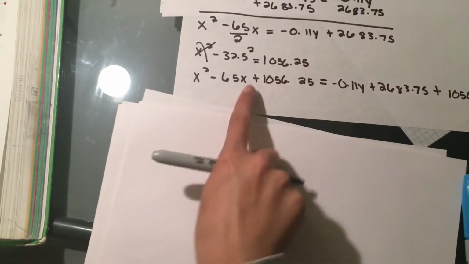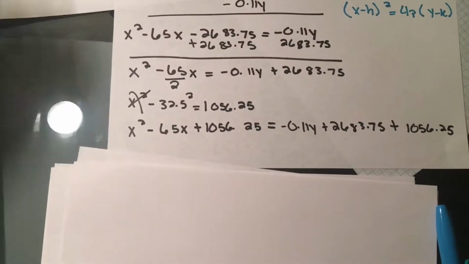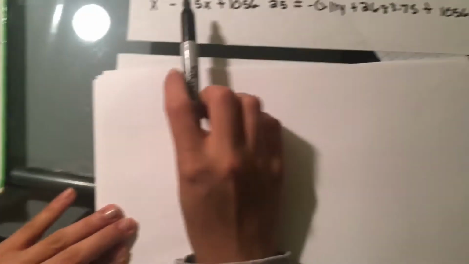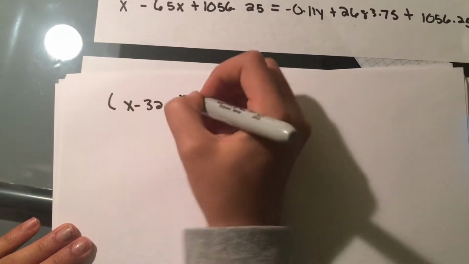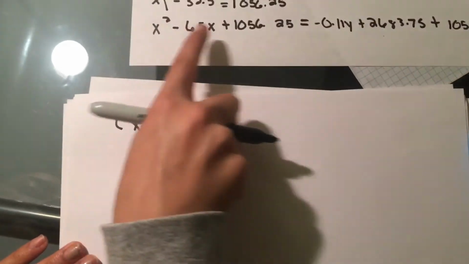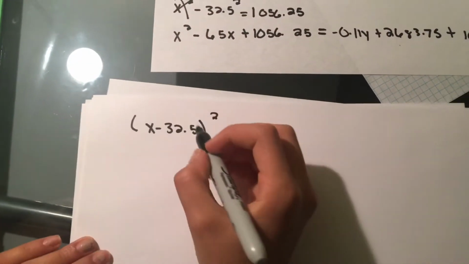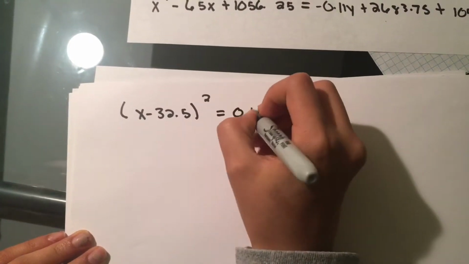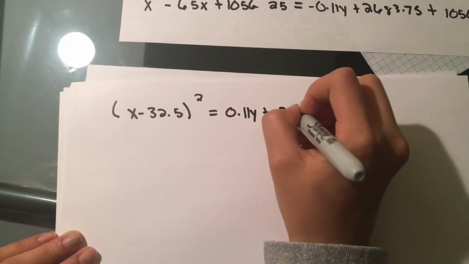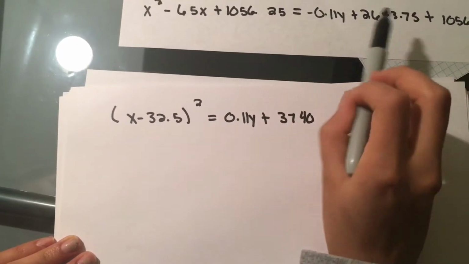Okay, so now what you're going to want to do is factor what you just got. You're going to want to get a term that you can add to that and multiply to that. So what you're going to get from that is x minus 32.5, and then you're going to square it. So if you FOIL it, you would get that part. So you're going to get (x minus 32.5) squared. And then you're going to write that part of the equation, which is negative 0.11y plus 3740, which is what you get when you add those two.